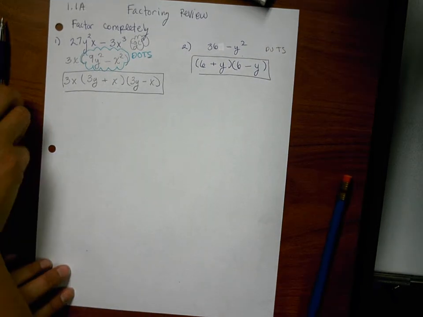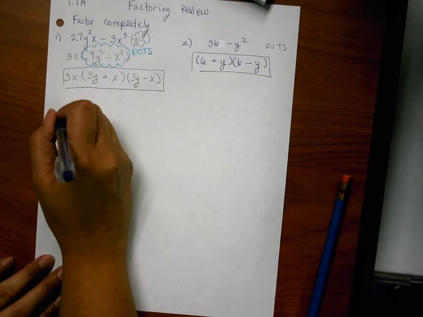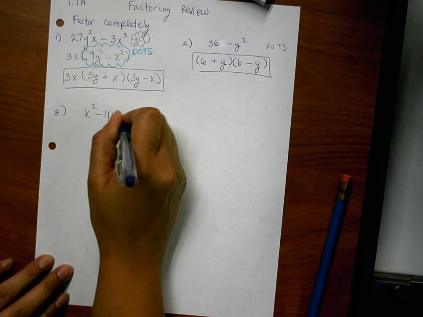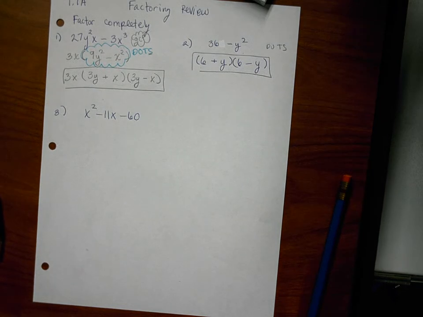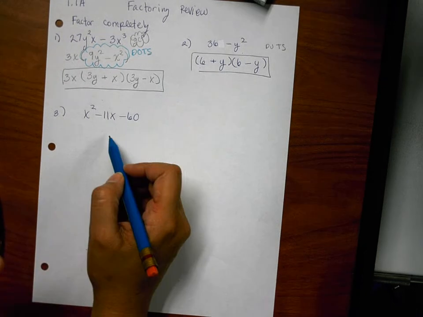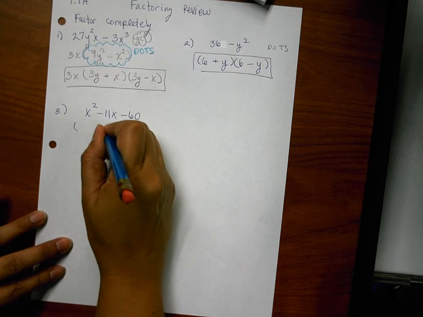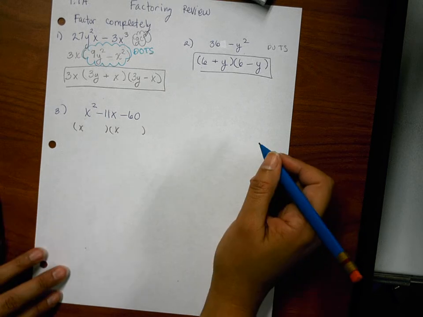Okay, number 3. X squared minus 11x minus 60. We first look for a GCF. There is no GCF, so we see three terms. We're thinking maybe trinomial factoring, x squared, x and a constant. It definitely is trinomial factoring. X times x is x squared.